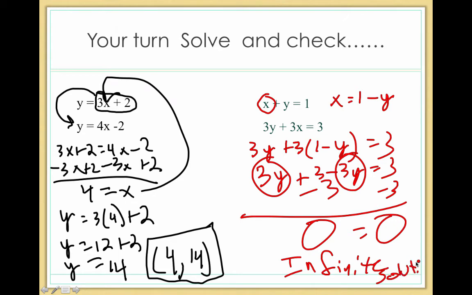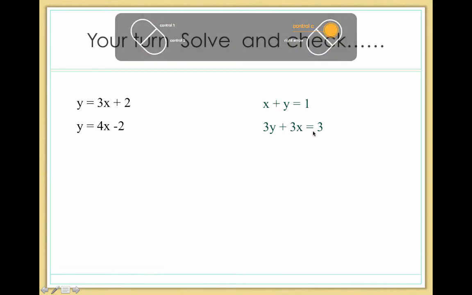Yay! So we just saw one a little bit ago which had no solution because we canceled everything out and we got 0 equals 12. Now when you get something that is true, that means all solutions.